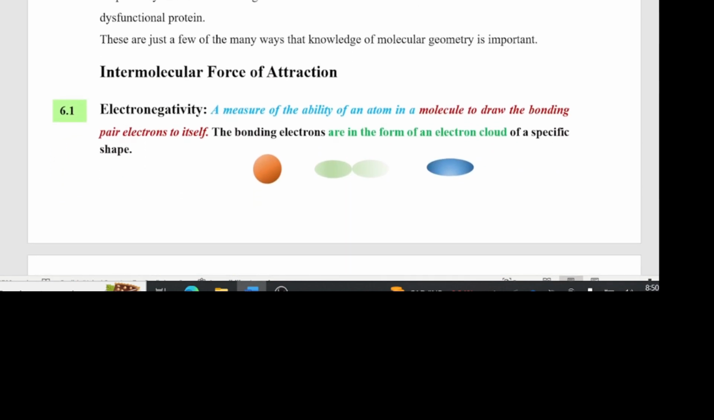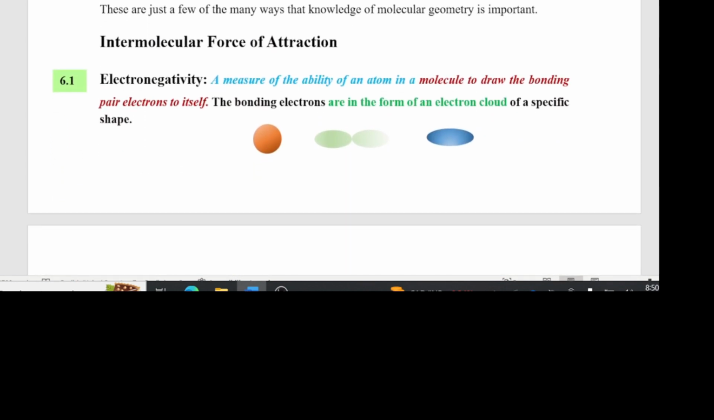Our first concept that we'll discuss today is that of intermolecular force of attraction. But before we get into that, we have to do some preliminary work. Now there's something called electronegativity. Electronegativity is a measure of the ability of an atom in a molecule to draw the bonded pair of electrons to itself. The bonding electrons are in the form of an electron cloud of specific shape.